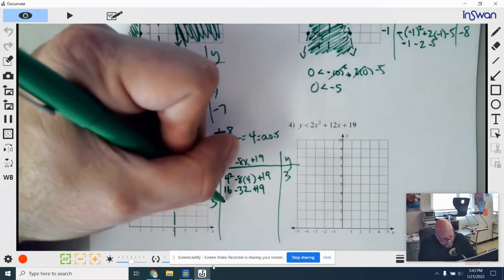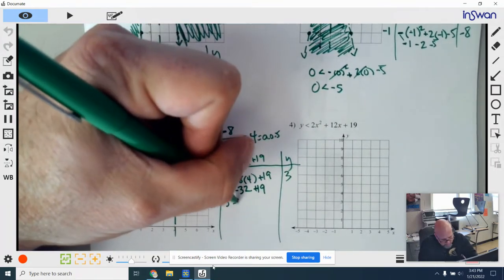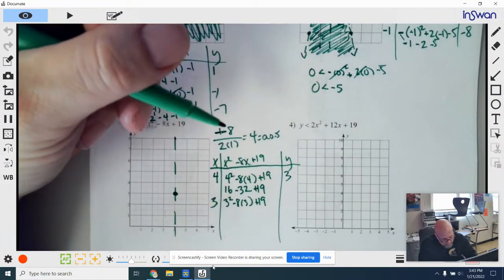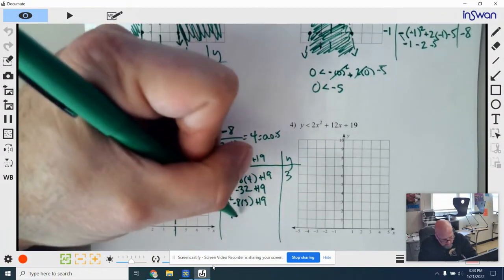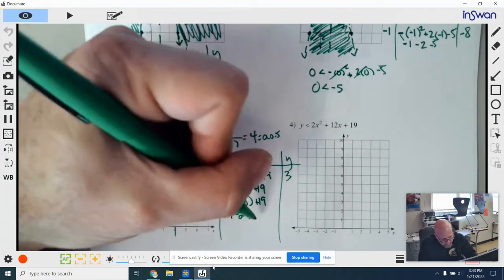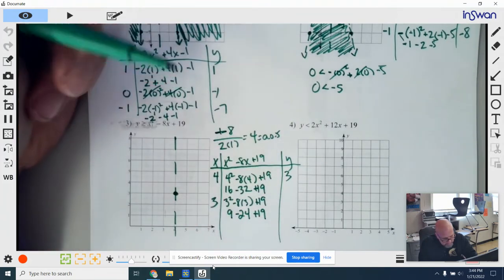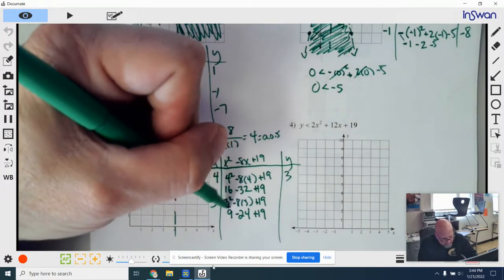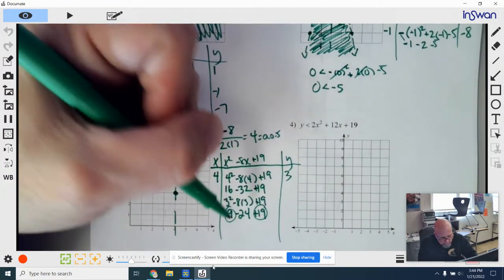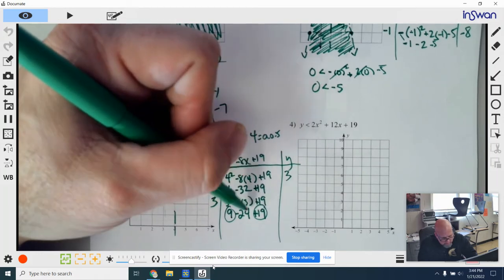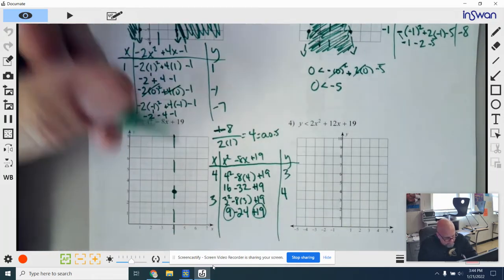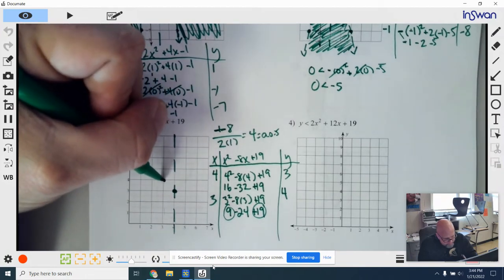Okay, so now we're going to have 3 squared minus 8 times 3 plus 19. So 9 minus 24 plus 19. Another way that I think of it, I like to add my positive numbers together first. I know that's 28, and 28 take away 24 is 4. So at 3, we get 4.